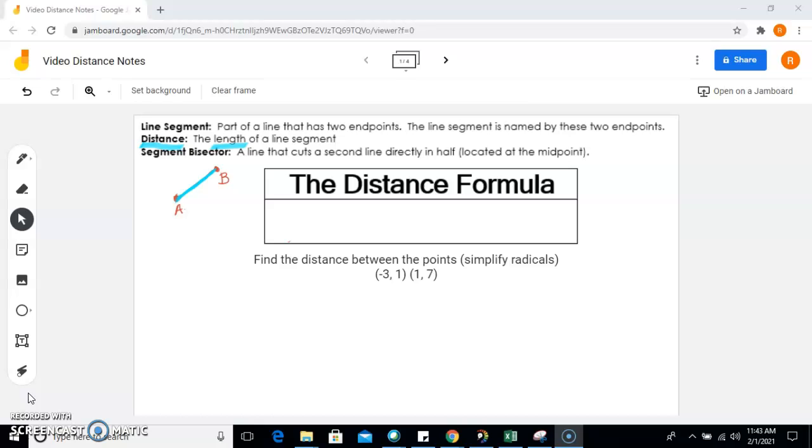And a segment bisector is a line that cuts a second line directly in half. That prefix bi would give us the keyword that we were talking about, half. And then halfway would be at the midpoint, which we'll be talking about later.